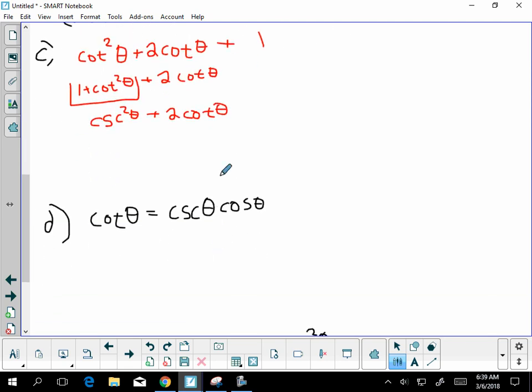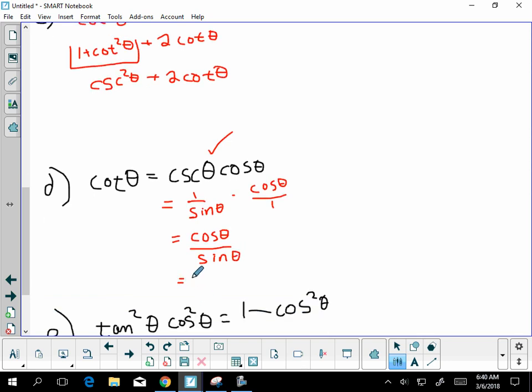On D, I think the side that I'm going to work with is right over there. So cosecant is just 1 over sine. This one I think is going to be pretty straightforward. And I'm going to leave that as cosine. If you want to, you can put it over 1. I'm going to end up with cosine over sine, which if you work that out is cotangent.